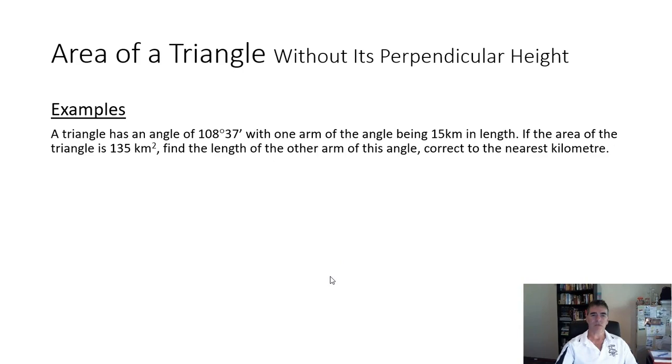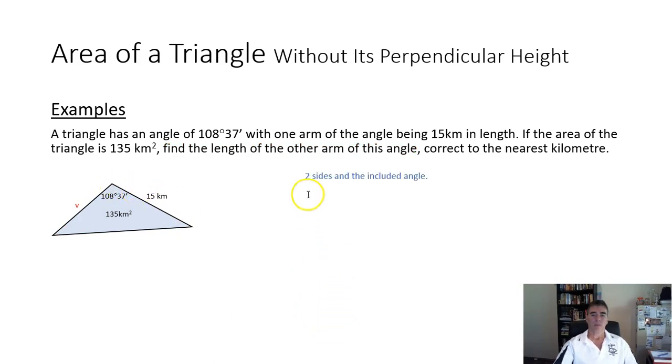So I think we might start off with doing a diagram. So here's a triangle, and there's an angle of 108 degrees 37 minutes, as it says in the question. The next part says one of the arms is 15 kilometers. We're also told that the area is 135 square kilometers, so this enclosed area here, we already know. We want to find the other arm length. Remembering it's the included angle, it's that part of the angle, and they're both arms or rays, depending on which way you're used to.